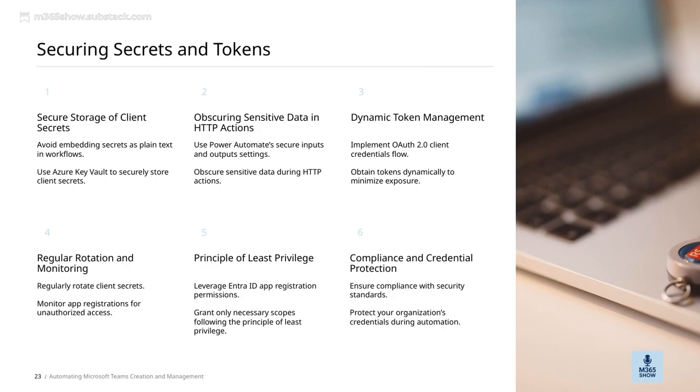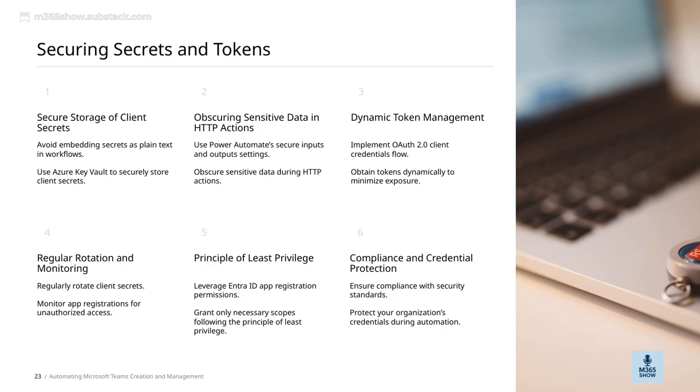This means following best practices to protect sensitive information throughout the automation process. Next, we need to protect our organization's credentials during automation. This involves implementing measures that prevent unauthorized access or exposure of credentials at any point. When we leverage Entra ID app registration permissions, we should grant only the necessary scopes, following the principle of least privilege. This minimizes the risk by giving apps only the access they truly need. Regular rotation of client secrets is also vital. Changing secrets periodically reduces the window of opportunity for potential misuse. Additionally, monitoring app registrations for unauthorized access helps us catch any suspicious activity early.